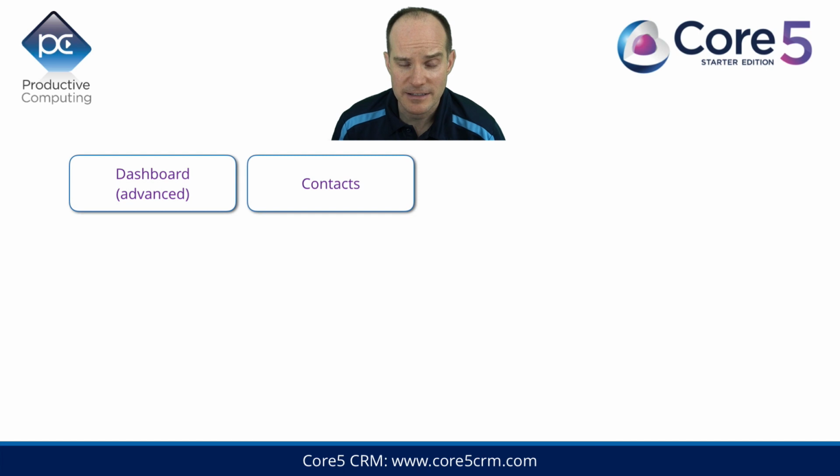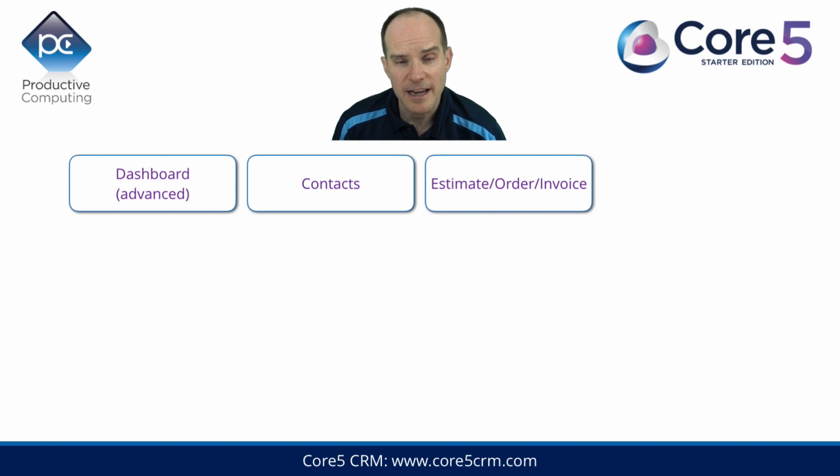We do have an advanced dashboard. We do have a contacts module, which is actually quite simple. We kept it simple on purpose so that people who purchase the Core5 will have a good understanding of how to interact with contacts without building in a lot of complexity. We also have a module that can contain estimates, orders, or invoices. You just simply categorize it as one of those items and it behaves appropriately.